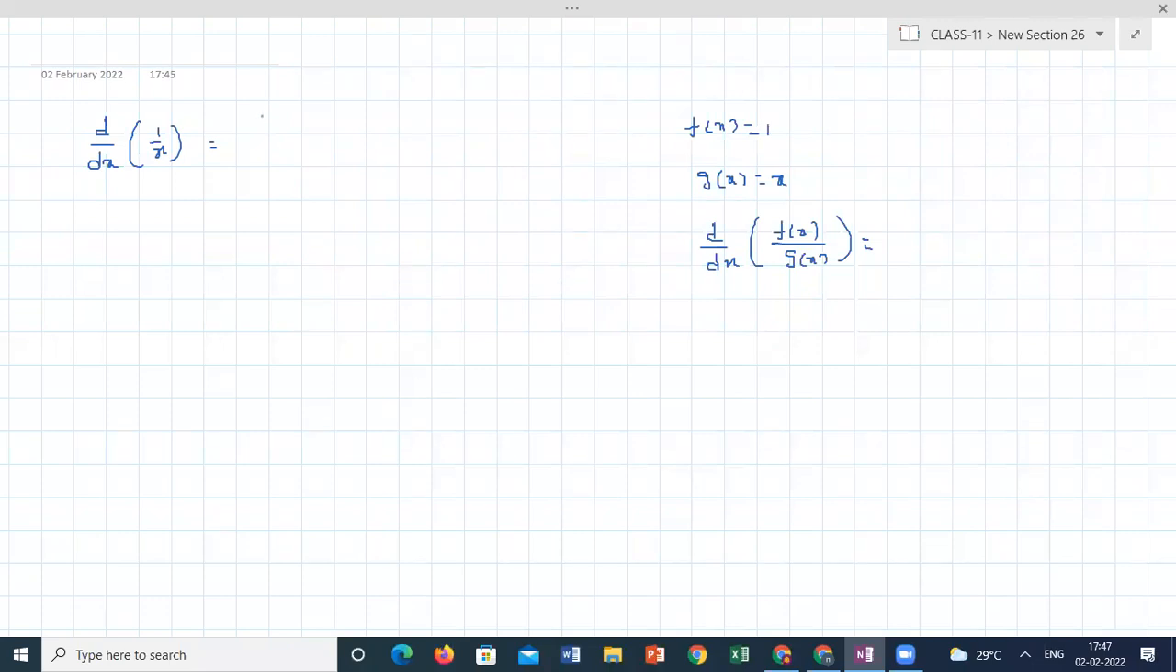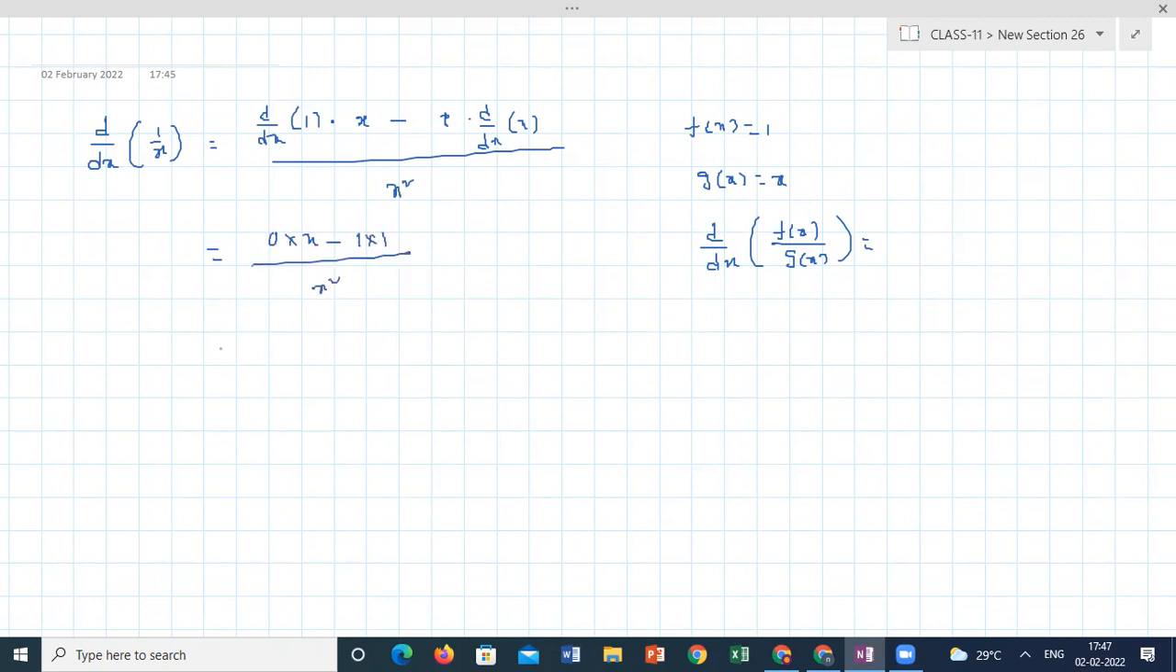Here, d by dx of 1 into x minus 1 into d by dx of x, divided by x square. I'm writing it straight away without writing the formula. d by dx of 1 is 0, into x, minus 1 into 1, because the differentiation of x is 1, divided by x square. So the answer is minus 1 by x square.